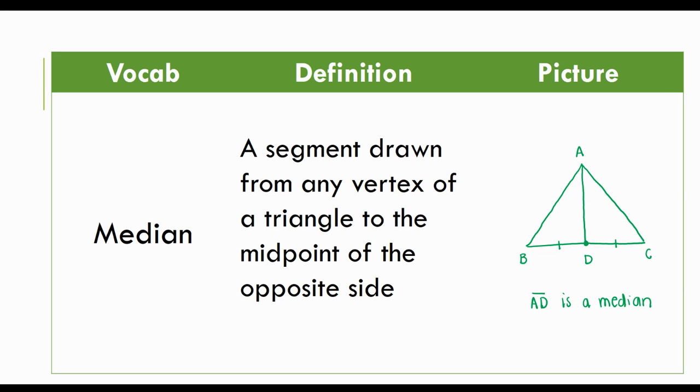Okay, so essentially a median bisects a segment, but it has to start at a vertex and it goes to the midpoint on the opposite side. So technically, if I started from vertex B, I'd have to create a midpoint over here on the segment AC, and then I would have a median. If I call that point E, I would have the median BE. So I technically have three medians in a triangle.